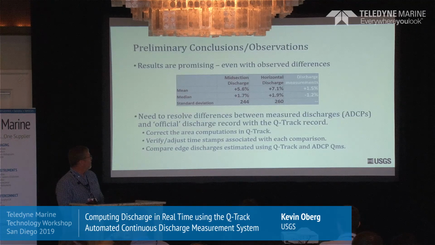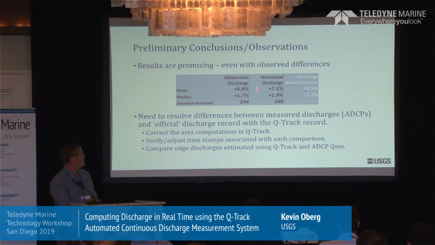So what have we learned so far today? First of all, the results are promising. If you focus on our discharge measurements, which are the standard for our project, that looks very good. If you compare it to the time series of published discharge, either using the midsection method for the QTrack system or the horizontal method, you can see that there tends to be a bias a little bit high.